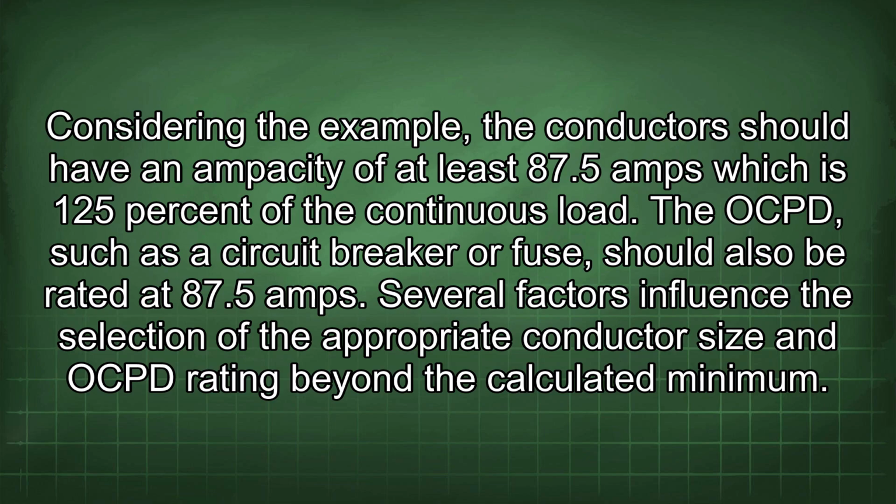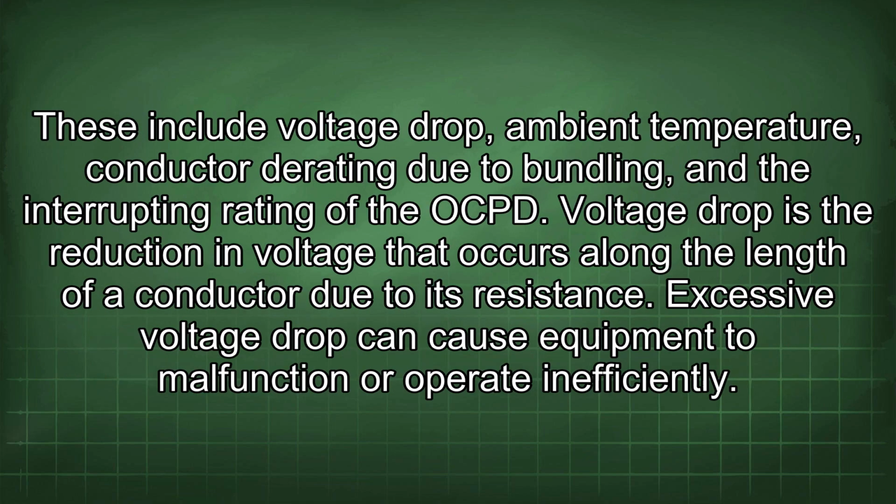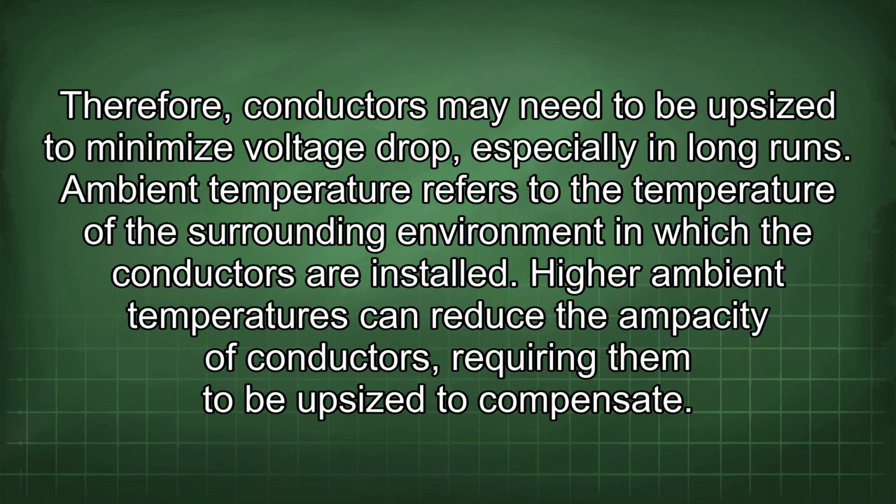Several factors influence the selection of the appropriate conductor size and OCPD rating beyond the calculated minimum. These include voltage drop, ambient temperature, conductor derating due to bundling, and the interrupting rating of the OCPD. Voltage drop is the reduction in voltage that occurs along the length of a conductor due to its resistance. Excessive voltage drop can cause equipment to malfunction or operate inefficiently. Therefore, conductors may need to be upsized to minimize voltage drop, especially in long runs.